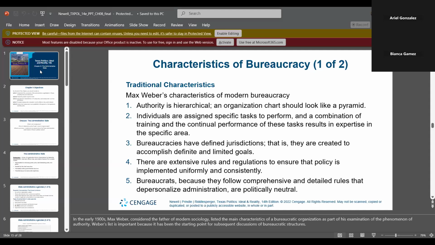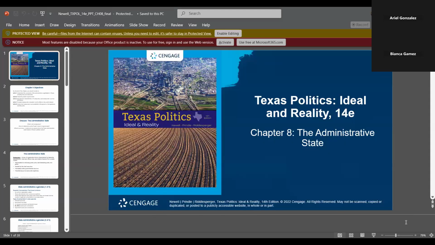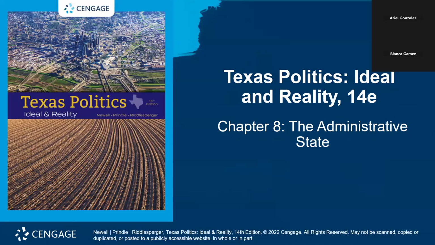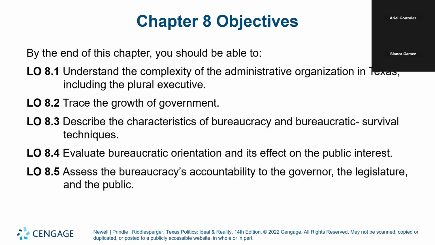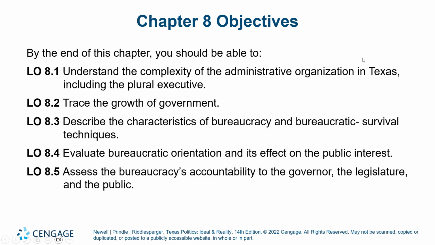Okay, everyone, sounds good. So we're going to start with chapter 8, which deals with the administrative state. Let's take a look at the objectives here really quickly. By the end of this chapter, you should be able to understand the complexity of the administrative organization in Texas, including the plural executive, and trace the growth of government.